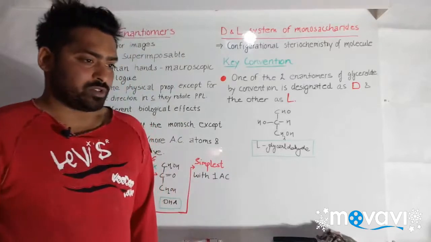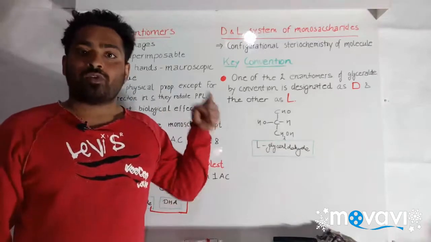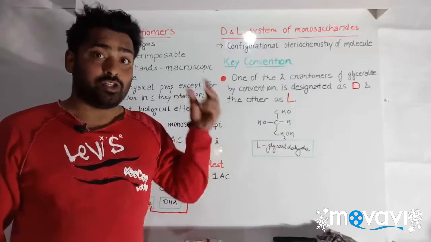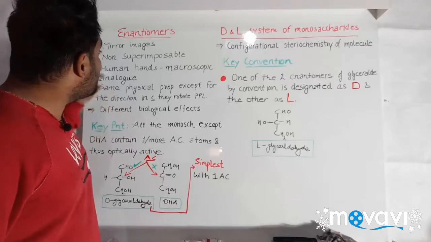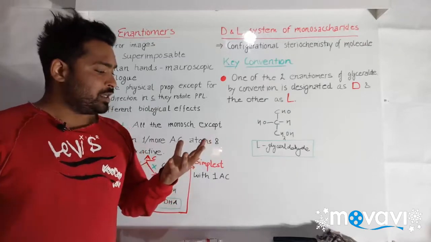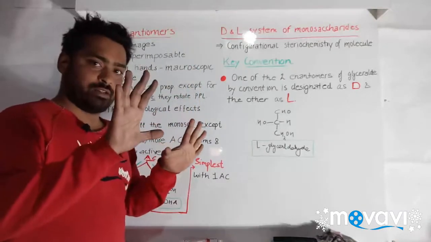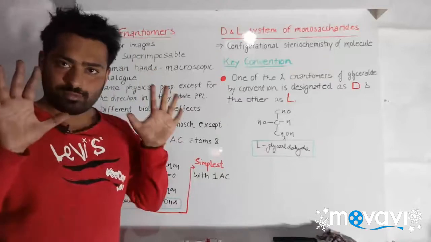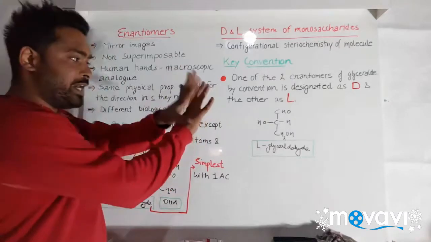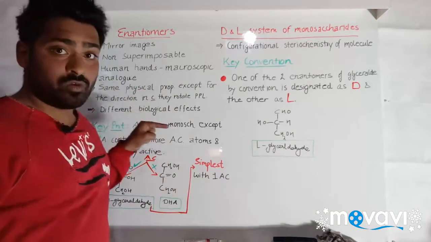So what are enantiomers? The different forms of a compound, that is the enantiomers, are mirror images of each other which are non-superimposable. What does this mean? It simply means you can take both of your hands, this is your left hand, this is your right hand. These are mirror images of each other, and your left hand is non-superimposable on your right hand this way. That is the human hands, a macroscopic analog of this property.